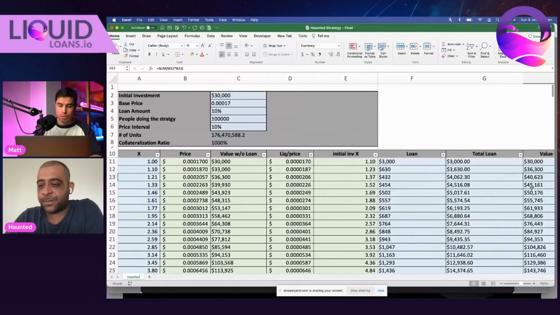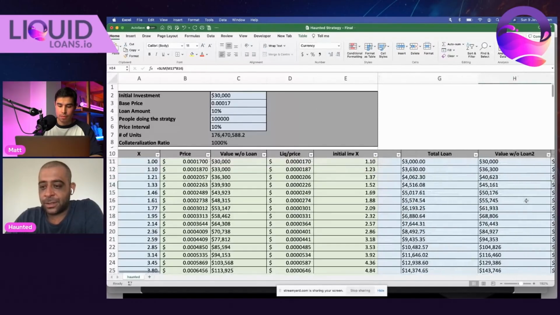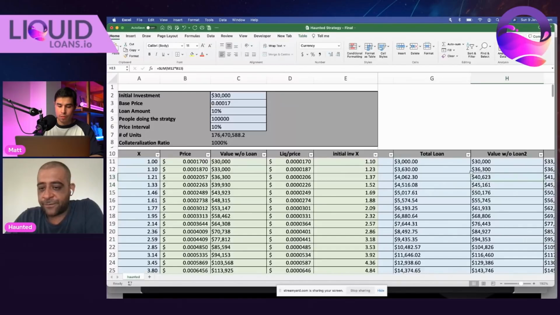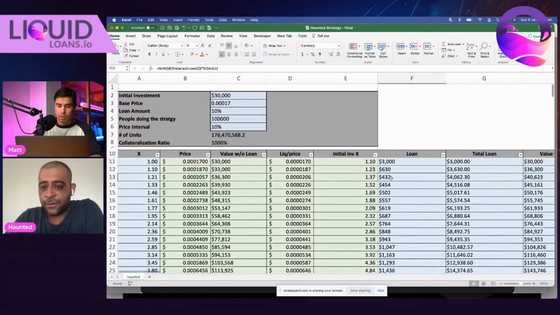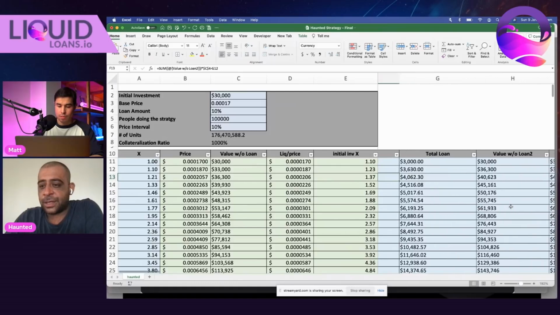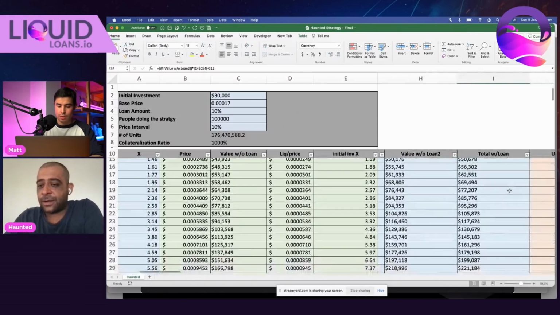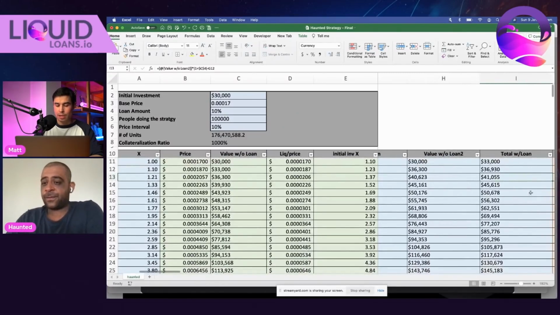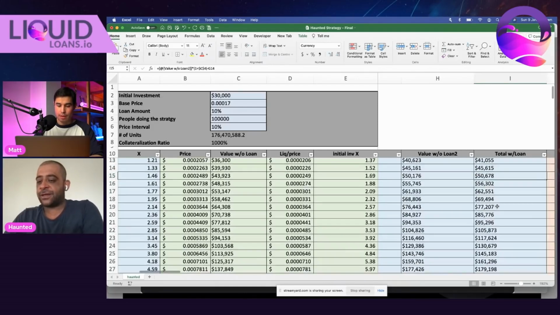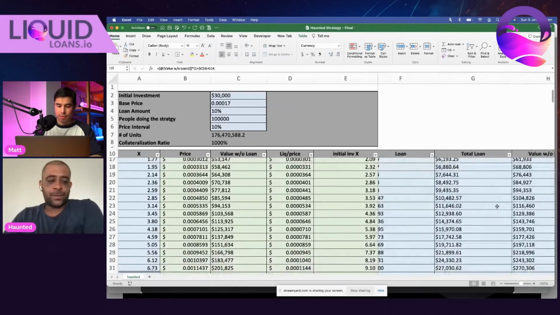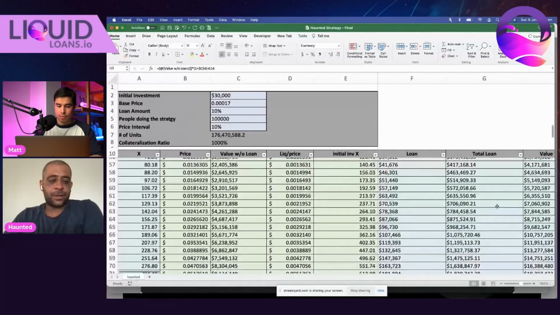We're now sitting at 40,000. We take out a loan, $432, and we put that into our vault. Now we're sitting at $41,055. That's the total value in the vault at the moment. The next one's 45, then it goes to 50. And I'll just go to 100.